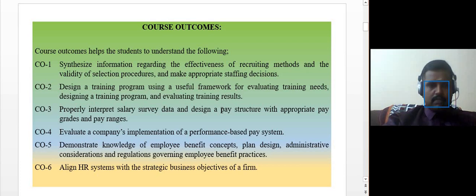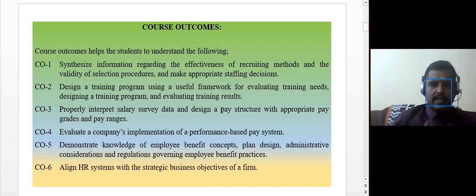The first course outcome deals with gathering information regarding the effectiveness of recruiting methods and the validity of selection procedures, and making appropriate staffing decisions. And the second course outcome is to design a training program using a useful framework for evaluating training needs, designing a training program and evaluating the training results. And the third course outcome is to properly interpret salary survey data and design a pay structure with the appropriate pay grades and pay ranges.